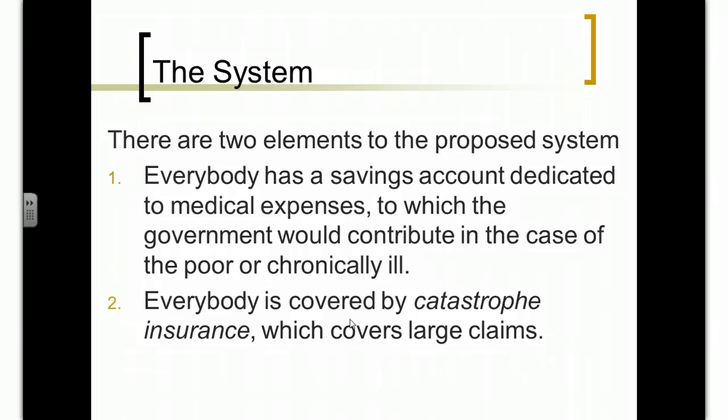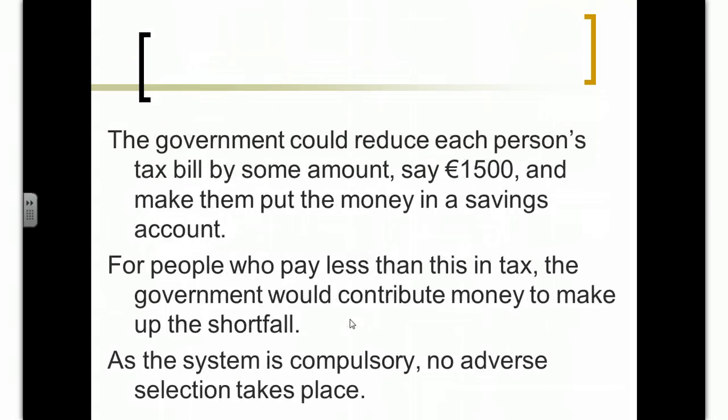And then secondly, because collecting €1,500 per annum isn't going to be sufficient to cover your costs if you suffer from a health catastrophe, everybody is covered by catastrophe insurance, which covers large claims. So if you need serious surgery, brain surgery, a transplant, if you need long-term care, this insurance is in place. But the issue is that this insurance only covers large claims. I'm sure that most of the claims that health insurance companies get are quite small.